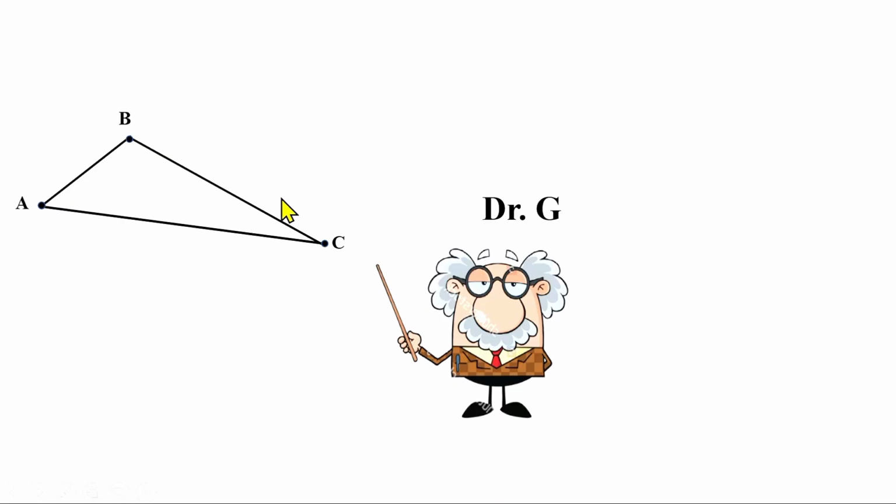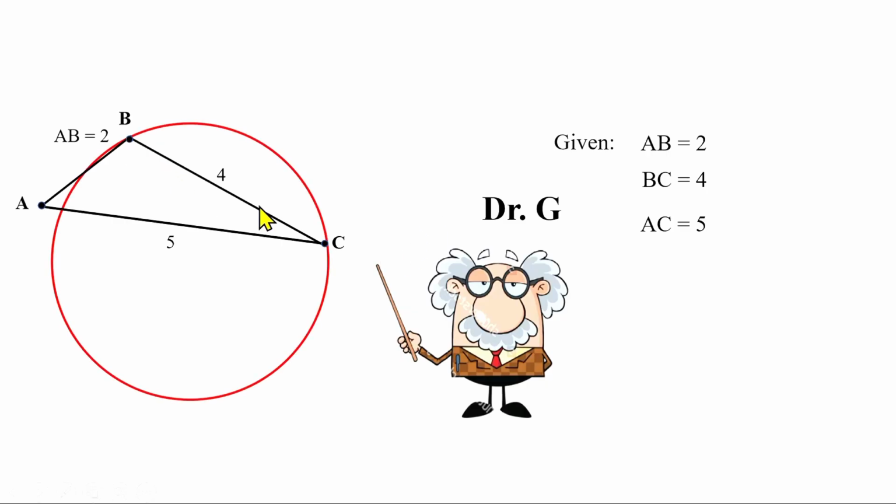In triangle ABC, the side AB equals 2, BC equals 4, AC equals 5. There is a circle which passes through points B and C and intersects sides AB and AC in points K and M, provided that AK equals 1. We need to find the side KM in triangle AKM and the side AM of the same triangle.